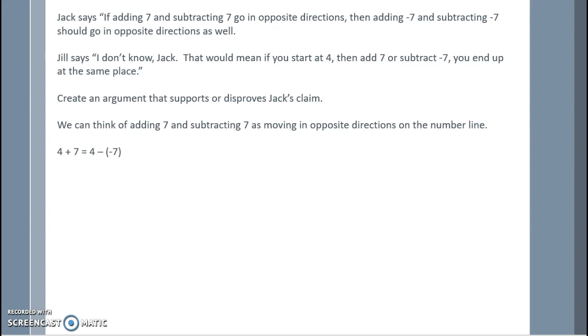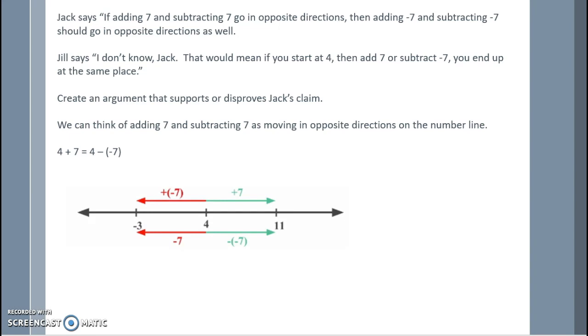We can think of adding and subtracting 7 as moving in opposite directions on the number line. So 4 plus 7 is equal to 4 minus a negative 7. So if we take a look at our objectives here, we see that 4 plus 7 would give us 11, but if we're adding negative 7, we would go in the opposite direction. I also know that 4 subtract 7 is in the opposite direction. Well then, these two pieces would move in the opposite direction, just as adding and subtracting 7 moves in opposite directions.